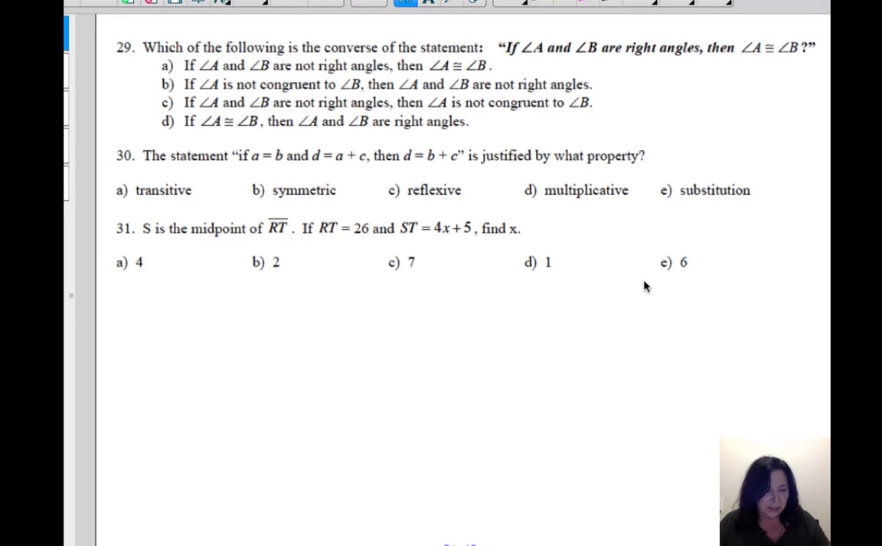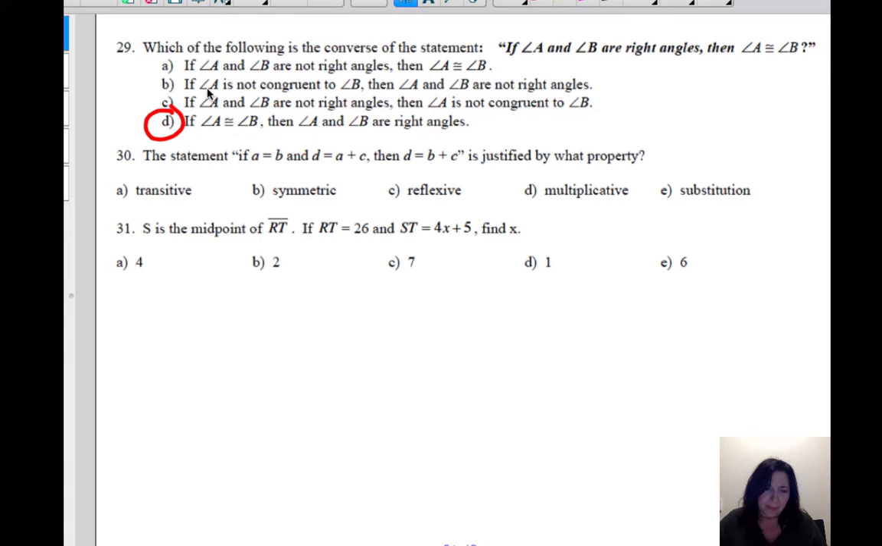The next question says, which of the following is the converse to this statement? Now remember, the converse is taking your P and Q and flipping it like that. So if angle A and angle B are right angles, then angle A is congruent to angle B. So I should say, if angle A is congruent to angle B, then angle A and angle B are right angles. So that would be D.